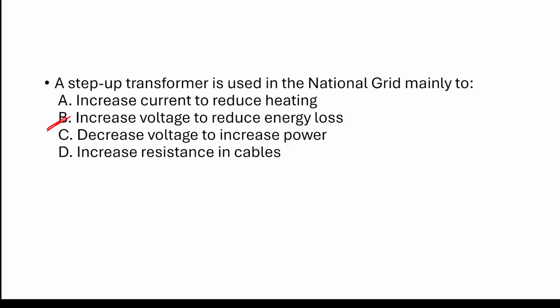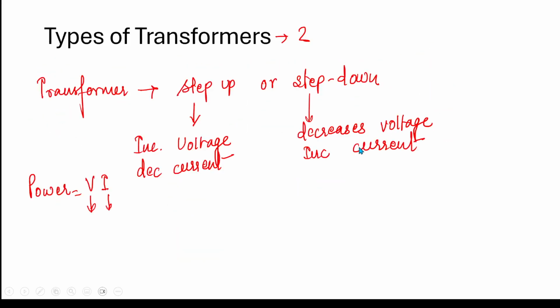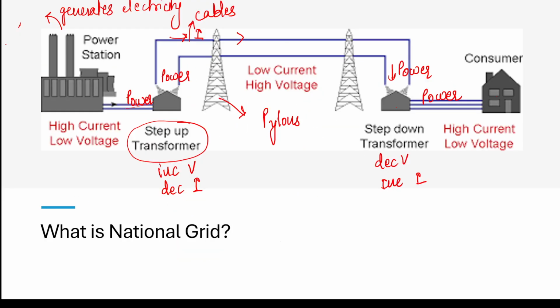Now, why do we need a step down transformer? You have a very high voltage, somewhere around 66,000 volts. If that high voltage comes into our house, our devices would be burned. So we don't want that. What do we do then? We attach a step down transformer somewhere near the consumers.